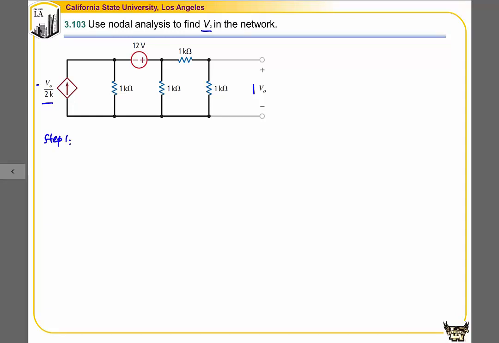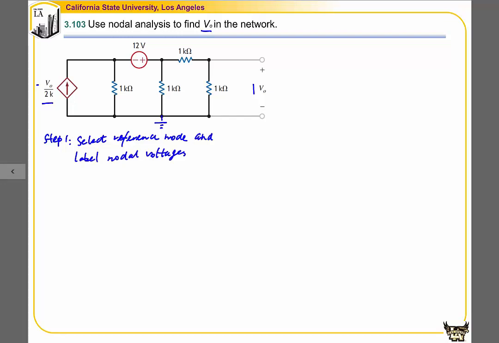So step 1, we're going to select the reference node. In this example, we know that many branches are connected to this node, so we are going to select this node as the reference node. Then we're going to define all the nodal voltages.